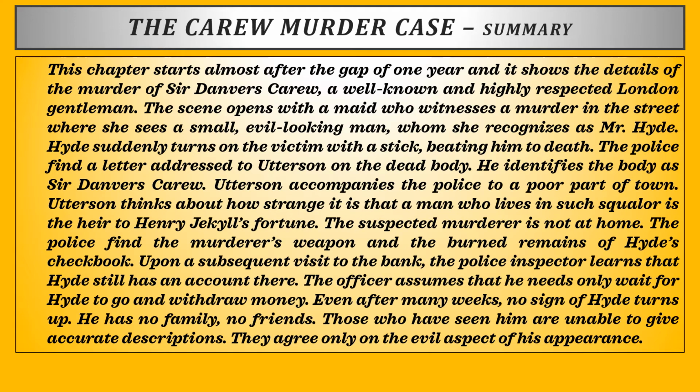The police find a letter addressed to Utterson on the dead body. He identifies the body as Sir Denver Carew's. Utterson accompanies the police to a poor part of the town. Utterson thinks about how strange it is that a man who lives in such squalor is the heir to Henry Jekyll's fortune. The suspected murderer is not at home. The police find the murderer's weapon and the burnt remains of Hyde's checkbook.